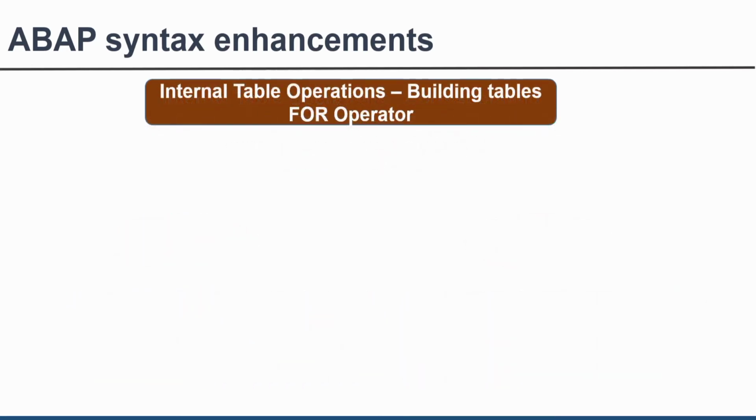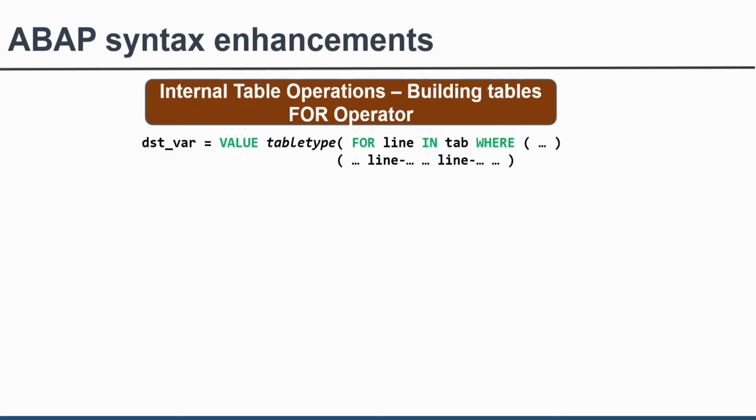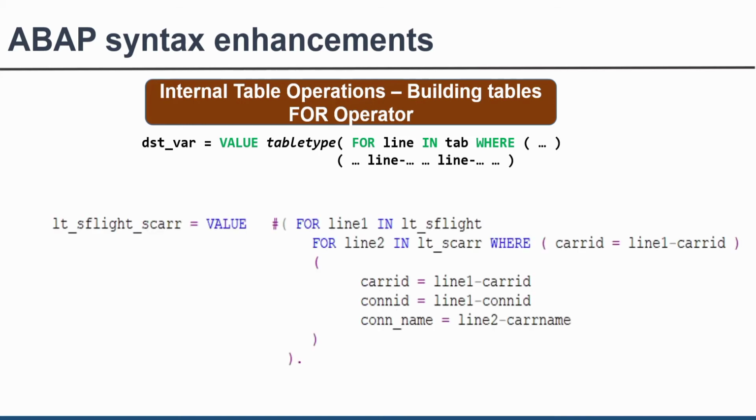Building tables using the FOR operator. The syntax is given here. If you want to build an internal table by reading data from different multiple internal tables, you may use the FOR operator. Consider the example given on the screen.